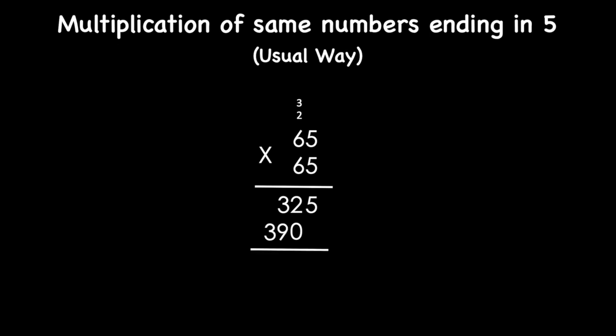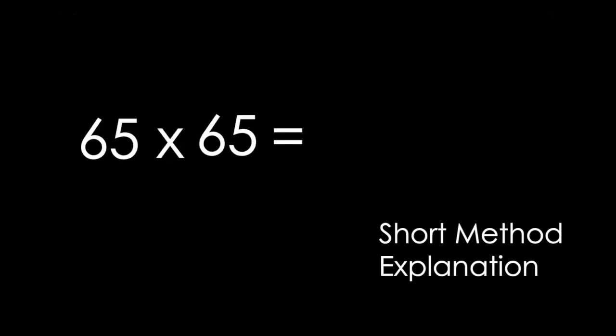So adding this up, leaving one space below the first line. 325 plus 390: bring down 5. And 2 plus 0 is 2. 3 plus 9 is 12. Bring down 2 and carry over 1. So 1 plus 3 is 4. The answer is 4225 for 65 times 65. So this is the usual way. But let's try the short method, which will be explained here.